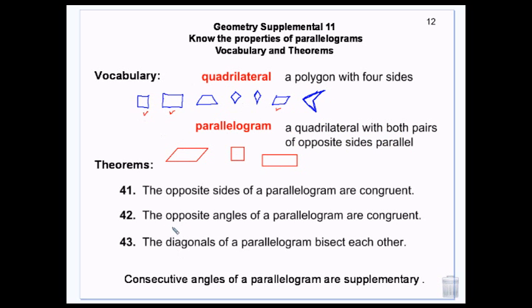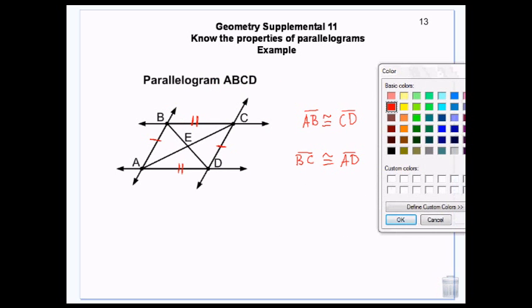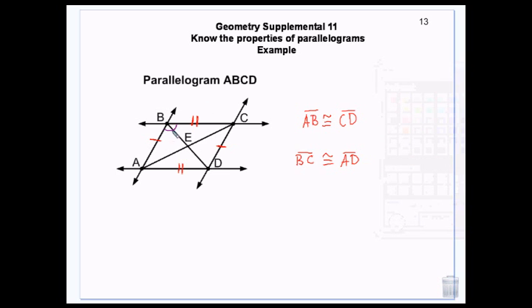Our next theorem is that opposite angles of the parallelogram are congruent. So I'm going to mark those in purple. This angle, I'm going to call it angle B, and this angle are congruent. So angle B is congruent to angle D. And then angle A is congruent to angle C. So that's the second theorem.